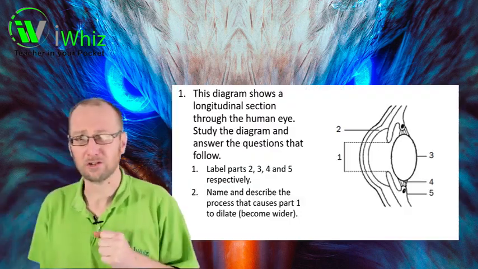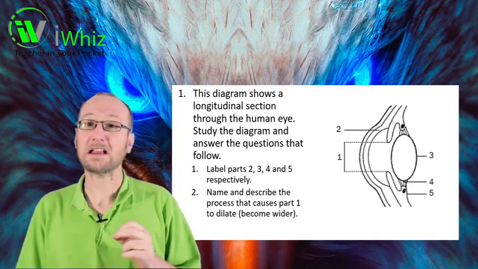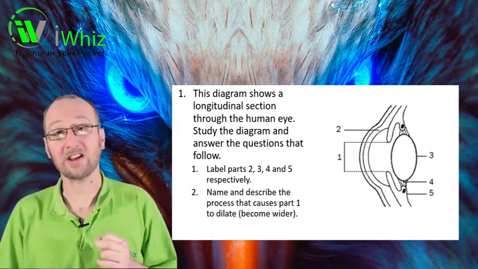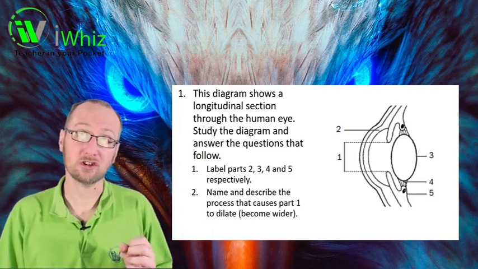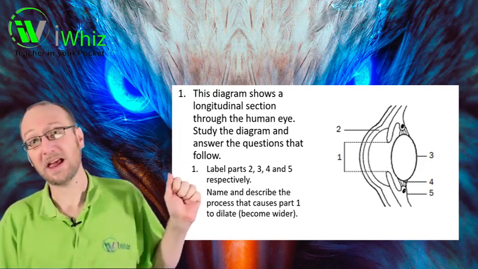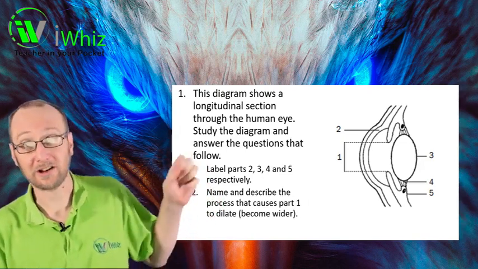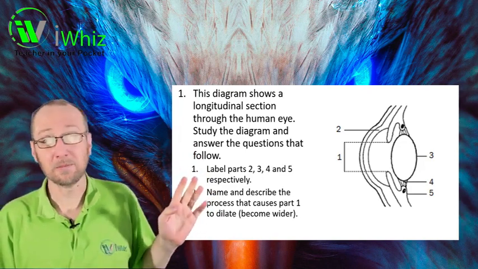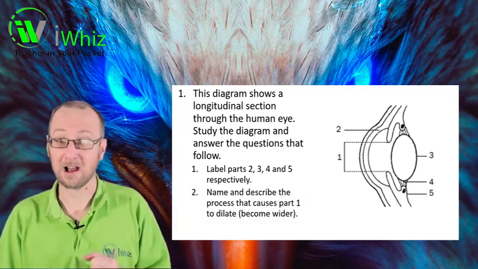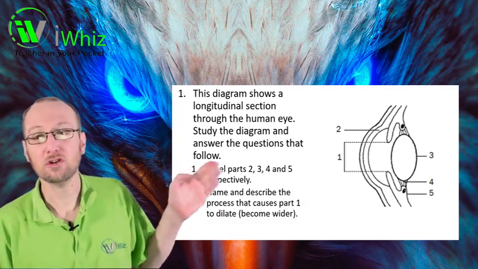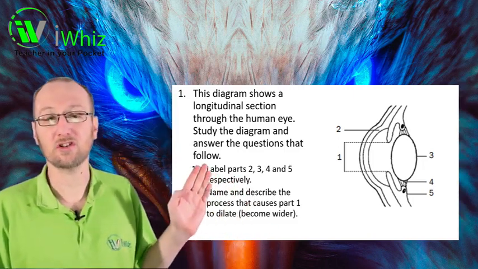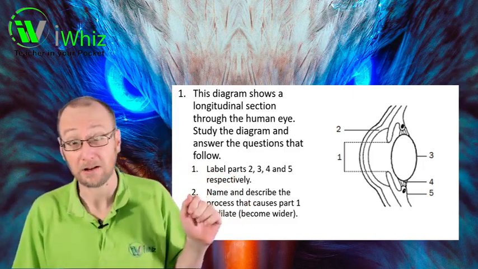The first slide asks the question. This diagram shows a longitudinal, in other words, sideways section through the human eye. Study the diagram and answer the questions that follow. So, this slide here, we have two different questions about the diagram alongside. We can see we have labels 1, 2, 3, 4, and 5. The first question says label parts 2, 3, 4, and 5.